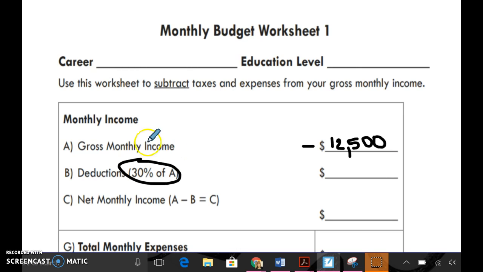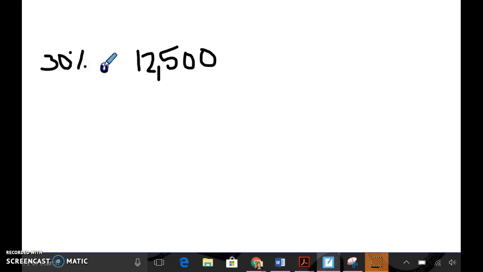Now, you need to take whatever your gross monthly income is and find 30% of that. My example was 12,500. If I want to find 30% of my gross monthly, this is just like what we did for homework the other night and what we took notes on in class. This is finding the percent of a number.